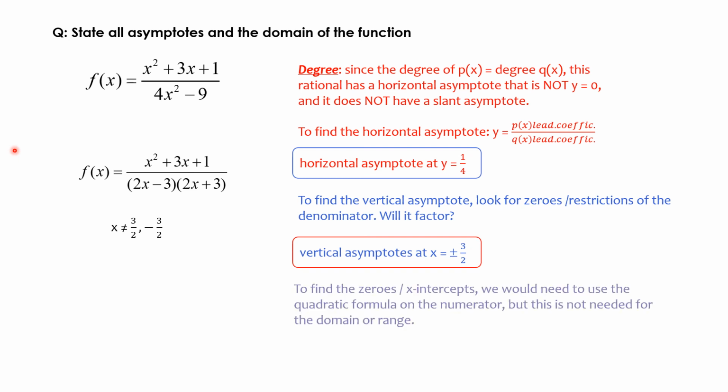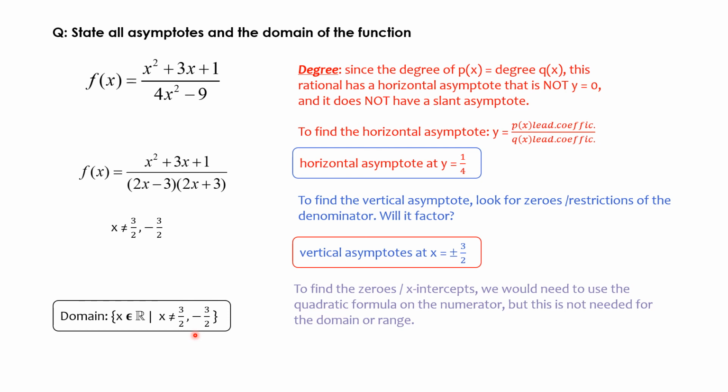Now to find the zeros or the x-intercepts, they come from the numerator. This does not factor, so you're going to need to use the quadratic formula. Now the question said state all asymptotes and the domain, so the zeros and the intercepts aren't part of that. Even though it's a key characteristic we talked about a lot today, so I wanted to mention it, we don't need that for this question. So here's the domain. We've got a horizontal asymptote and vertical asymptotes, and the domain is x is an element of the real numbers such that x cannot equal 3/2 or negative 3/2. So that's the whole domain. That's what the question is asking.